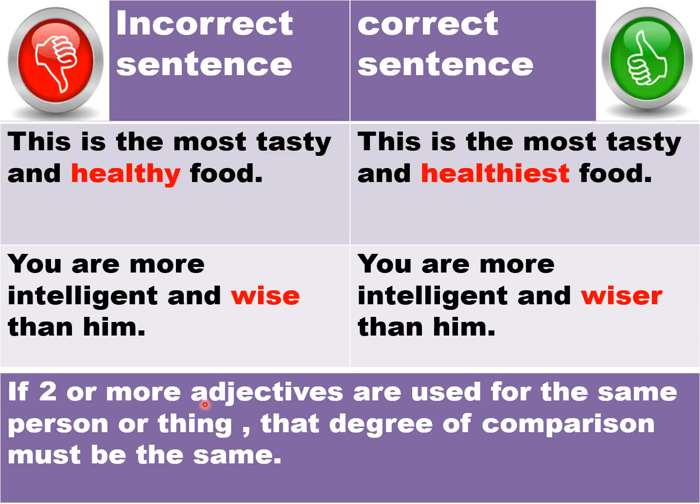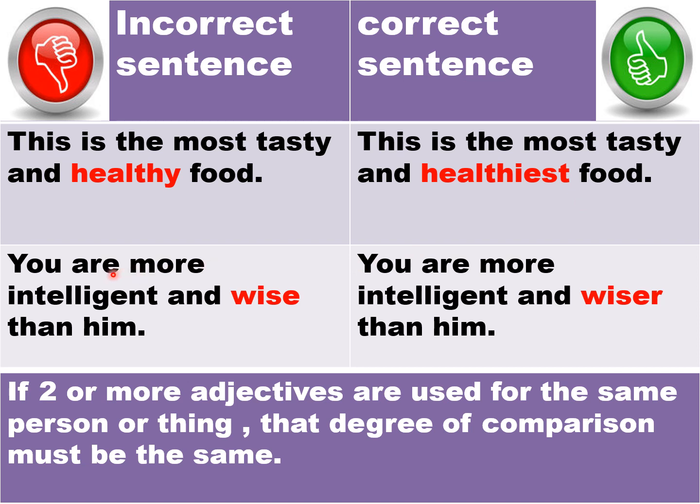When two or more adjectives are used for the same person or thing, the degree of comparison must be the same. This is the most tasty and healthy food. Here we are talking about one food item. Here most tasty is used. This is a superlative degree, and here we have positive degree, healthy. So we must change this positive degree to superlative degree. Healthy must be changed to healthiest. This is the most tasty and healthiest food.